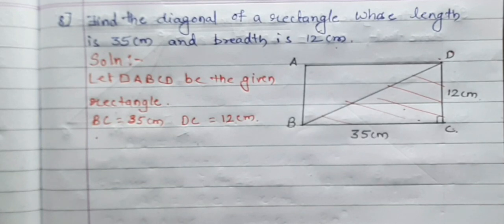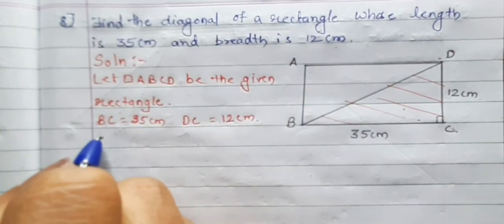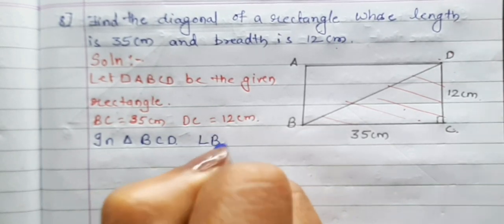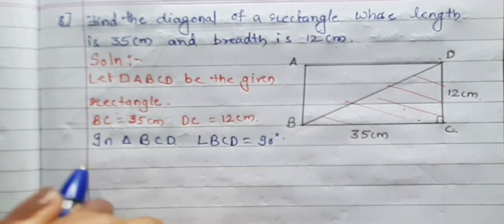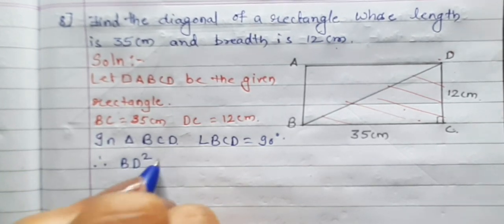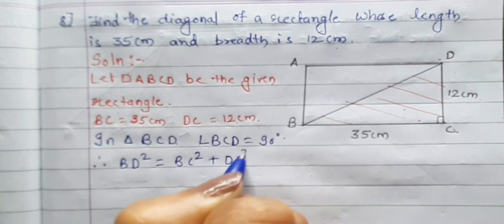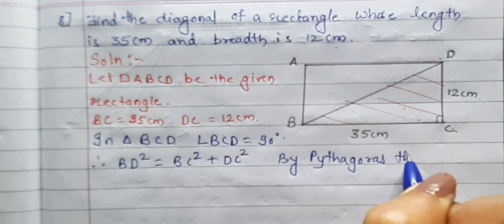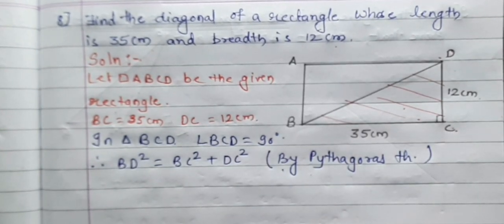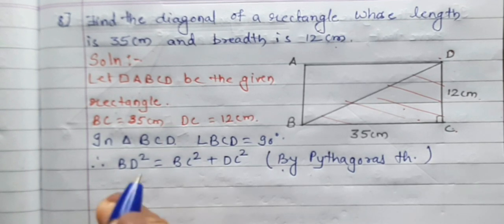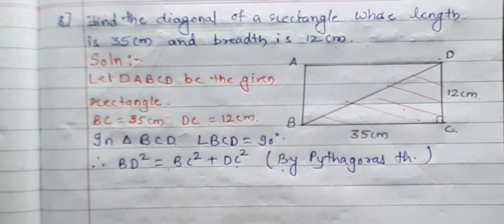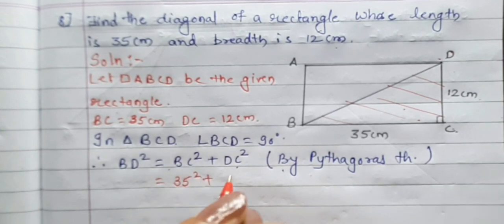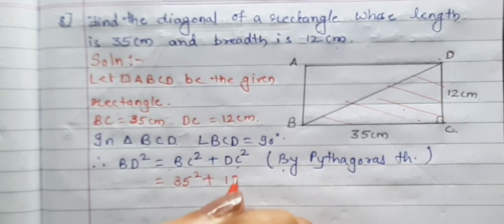So in triangle BCD, okay, angle BCD equal to 90 degrees. Therefore, BD square is equal to BC square plus DC square by Pythagoras theorem. Okay, by Pythagoras theorem. Now what else? Here, what we are going to do? We are going to substitute the values now. So the very first one, BC is 35. So here it will be 35 square plus DC is 12. So here it is 12 square.